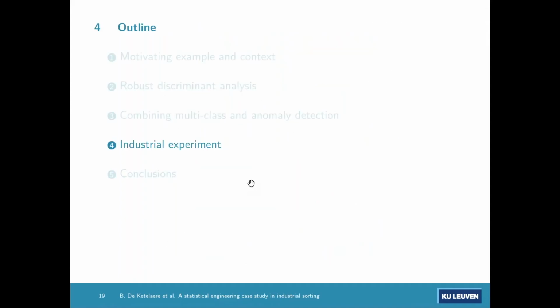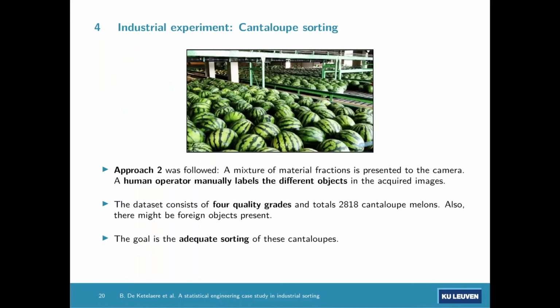So let's now go back to the sorting of agricultural produce. This is just a very short example I give. What you see here are different cantaloupes, and for labeling, the second approach I mentioned before was followed. So a mixture of the material fractions was presented to the camera, and a human operator labeled the data into the different classes.